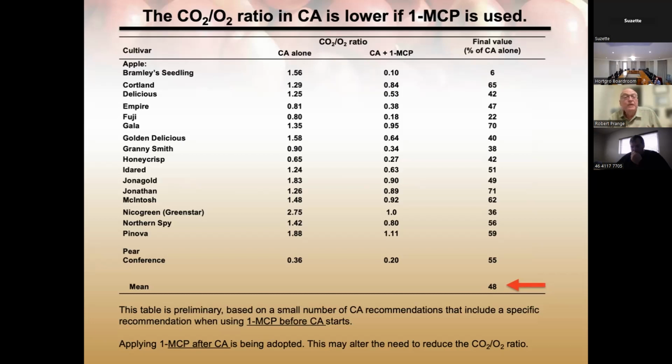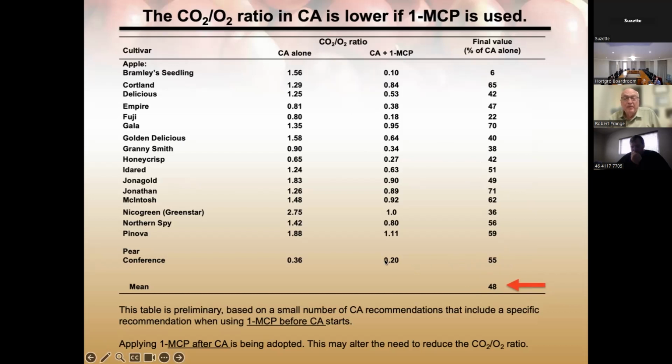So the ratio, for instance, I'll pick out one here, Delicious. That's 42% right here. That means that when you have MCP added to the CA room, it drops the CO2 to oxygen ratio to about 42% of what it would be in CA alone. And to kind of push this all into one general value, taking the average of all these, it's about 48%. That's what this red arrow is telling you down here.